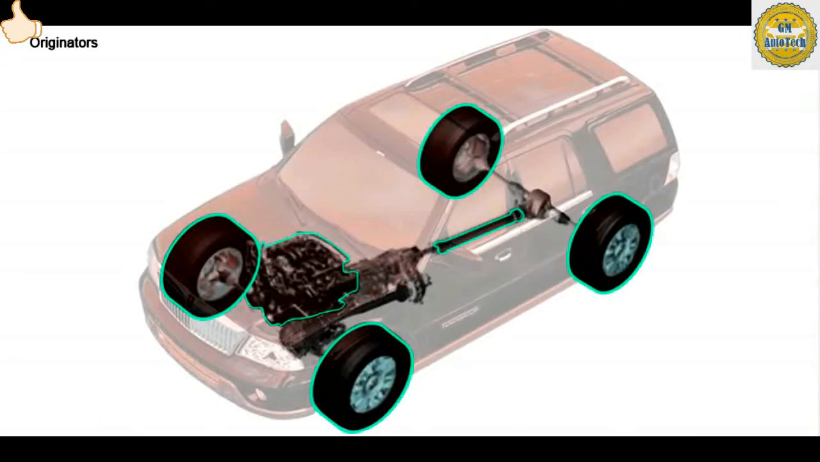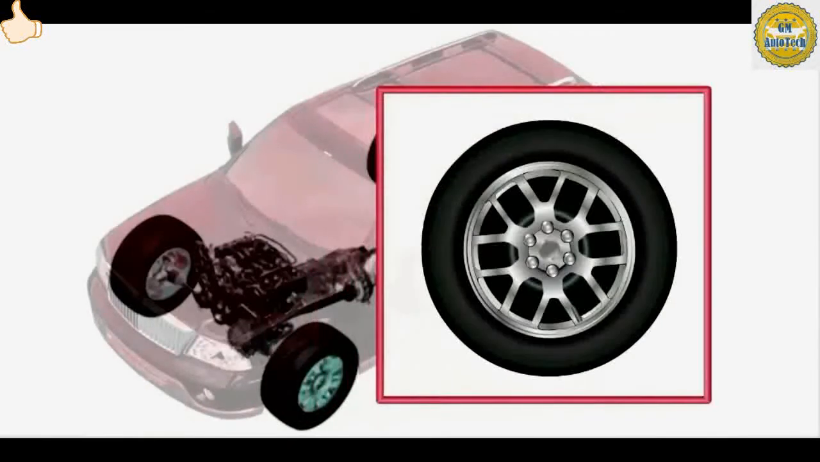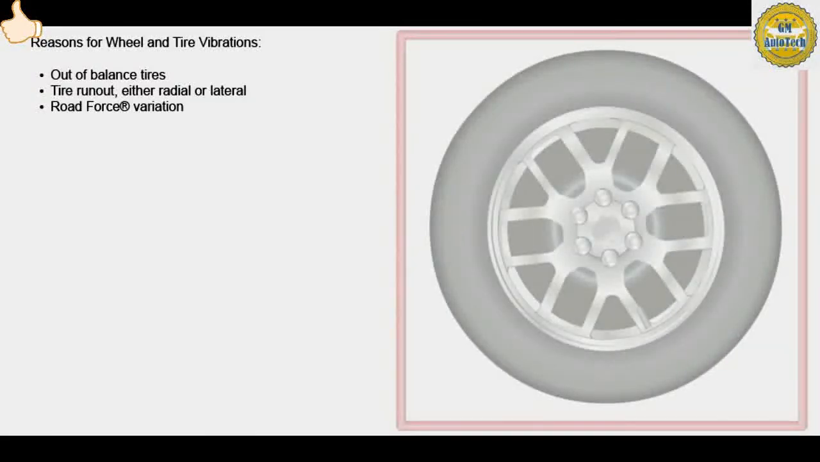Again, here is a graphic of our three originators: the engine, driveline, and wheels and tires. Wheels and tires rotate at a different speed than either the engine or the drive shaft. Wheel and tire speed or frequency is typically one of the lowest of the rotating components in the vehicle. It is affected by gear ratios in the transmission and the differential or transaxle. Wheel and tire vibrations are directly related to vehicle speed and tend not to be affected by acceleration, coasting, or deceleration. Wheels and tires are a common source of vibration-related concerns.